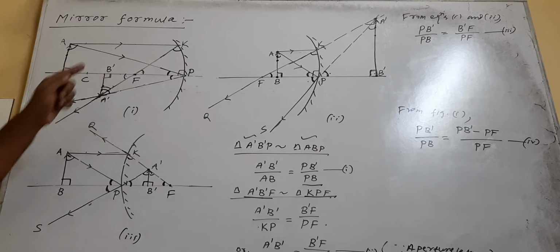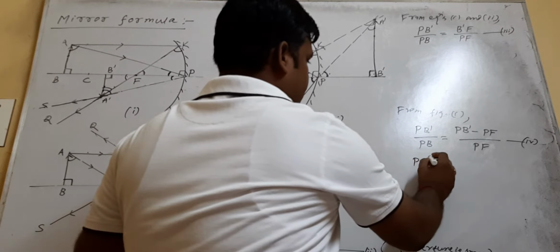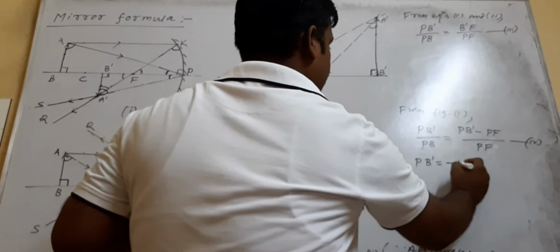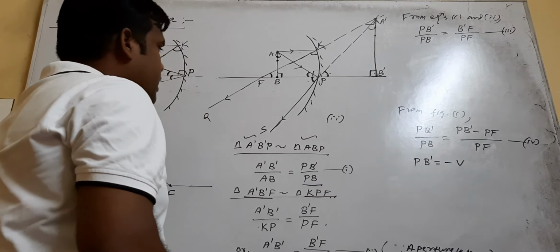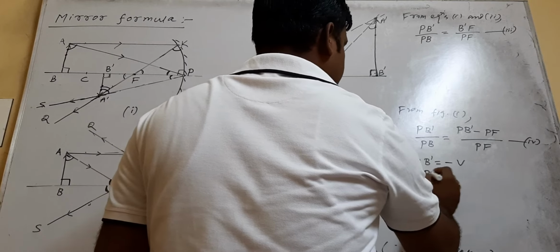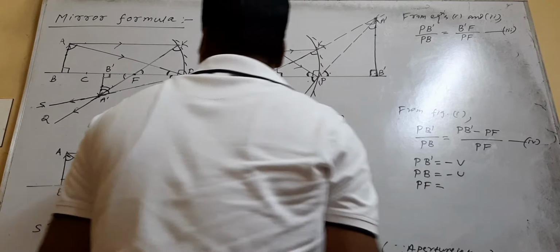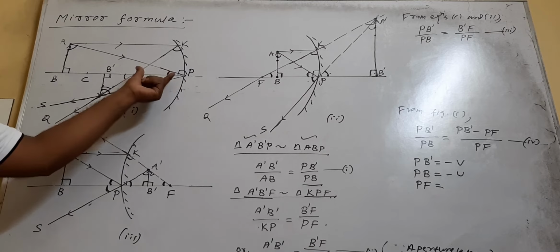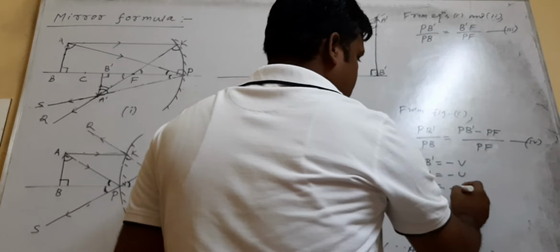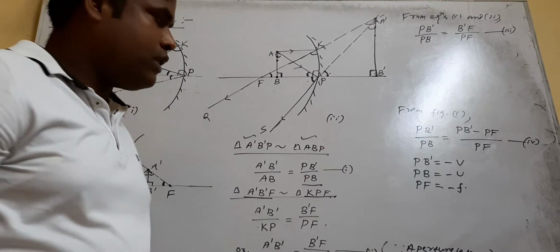You see PB', that is to the left of the pole. Here A'B' is the image, so the image distance, you will take P, and it is left of P, it is minus V. Similarly PP, that is the object distance, that is minus U. And PF, it is the focus, so it is the focal length, it is to the left of P, so it is minus F. So now you put all these values in this equation 4.